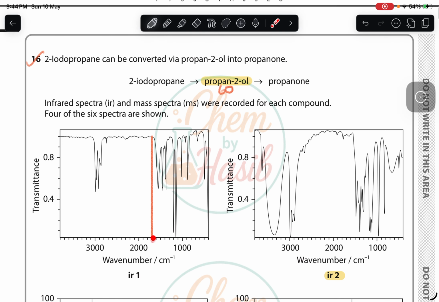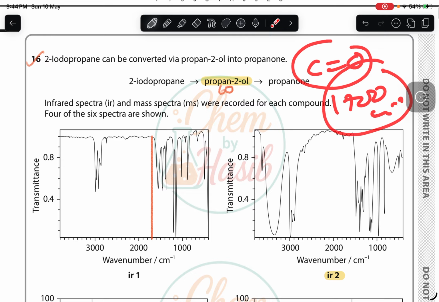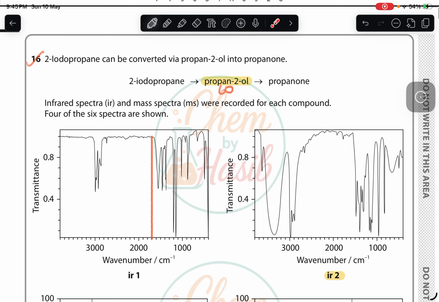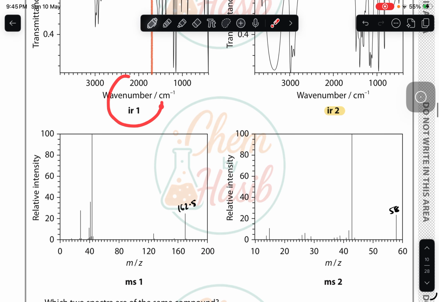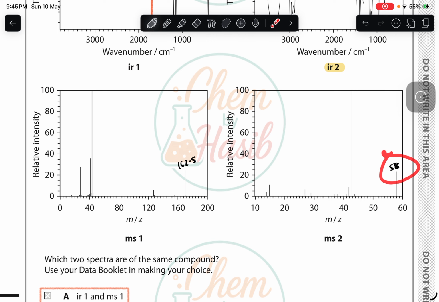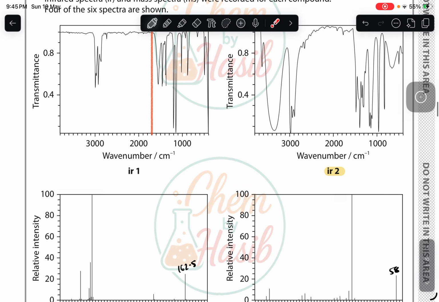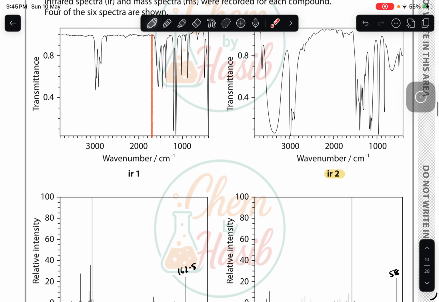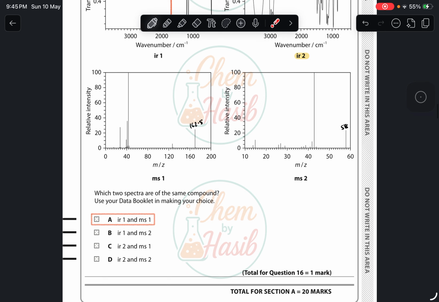This should be the spectrum of 2-iodopropane, because propanone must have an absorption for C double bond O at around 1700 per centimeter. But there is no absorption at around 1700 per centimeter, indicating that this spectrum doesn't belong to propanone. So this spectrum belongs to 2-iodopropane. MS2 has a molar mass of 58 only, so IR1 and MS2 are not for the same compound. 2-iodopropane has a molar mass of 162.5, and that is why IR1 and MS1 are for the same compound, and A is the correct answer.